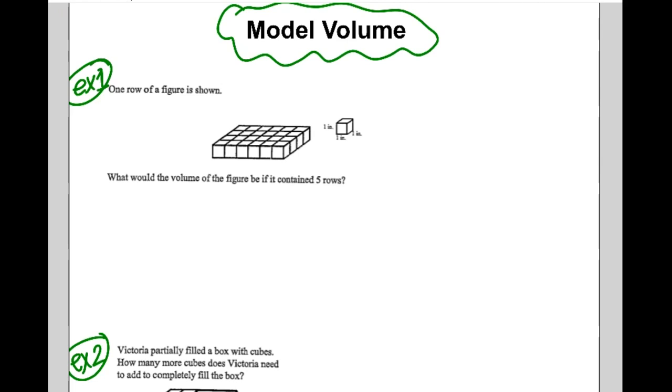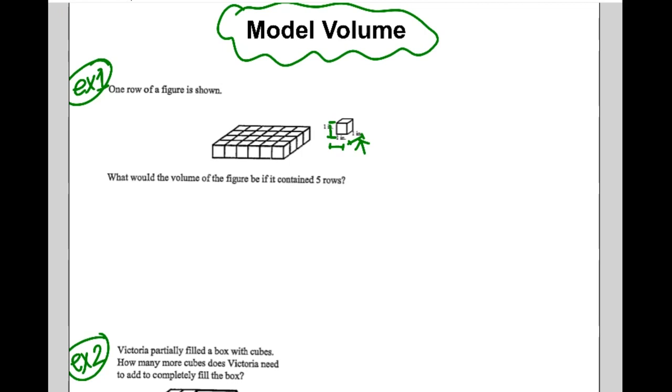Example 1 says, one row of a figure is shown. What would the volume be if it contained 5 rows? So let's look at the figure. Right now it's showing us this little model, and that's telling us that each one of these cubes has a height, from top to bottom, of 1 inch, a length from side to side of 1 inch, and a width from front to back of 1 inch.